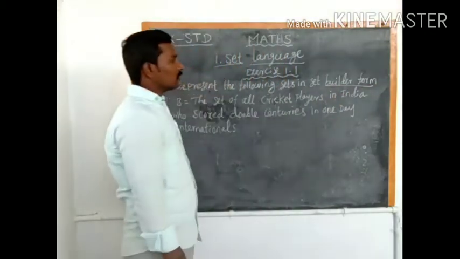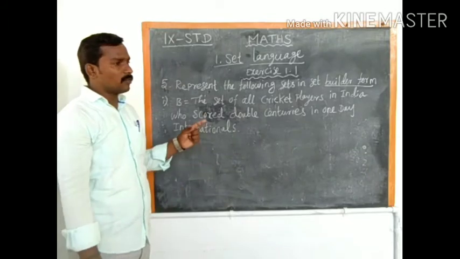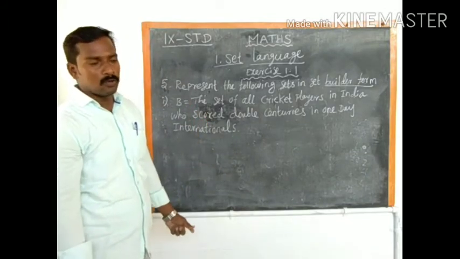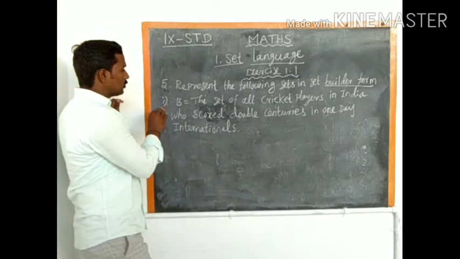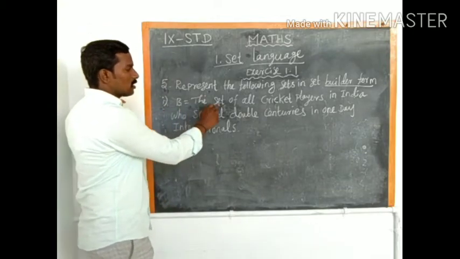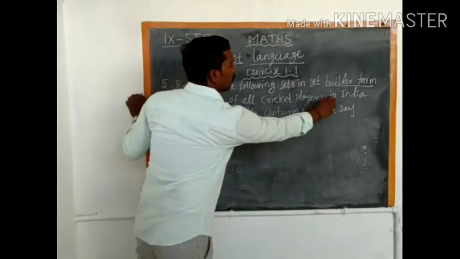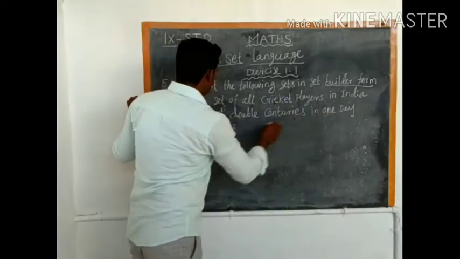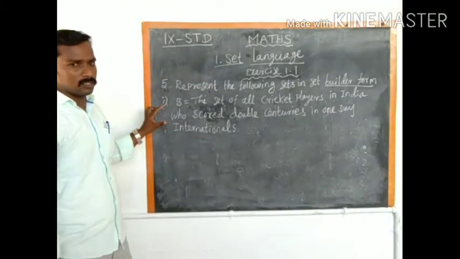How do you write the set builder form? The set builder form is a rule type, so you form the rule. This is the given question. B is equal to the set of all cricket players in India who scored double centuries in one day international.